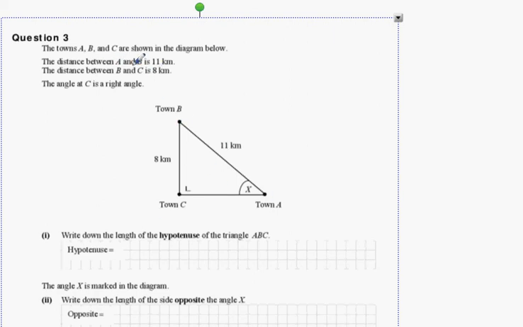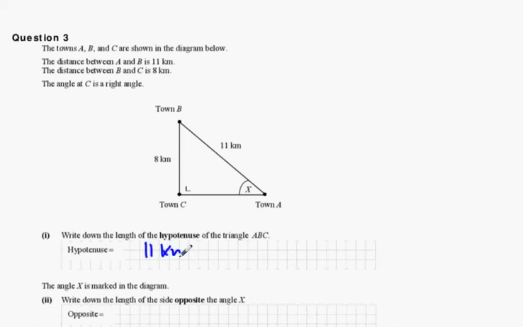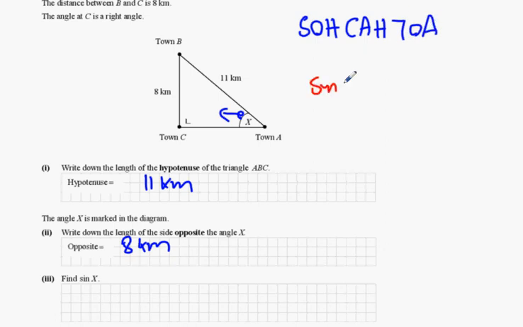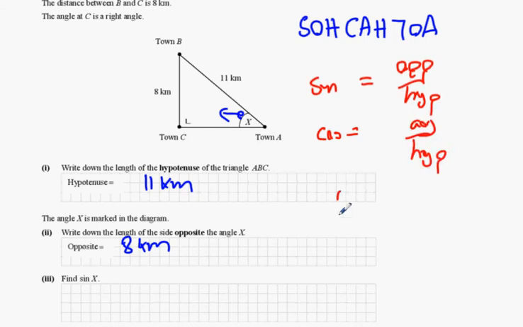Three towns A, B, and C. A to B is 11k, B to C is 8k, C is a right angle. What is the hypotenuse in this triangle? 11 kilometers. Write down the length opposite, because the eye looks at that: that's 8 kilometers. Can anybody remember the rhyme? SOH CAH TOA. What does that actually stand for? Sine is opposite over hypotenuse. Cos is adjacent over hypotenuse, and tan is opposite over adjacent. Everybody alright with that?